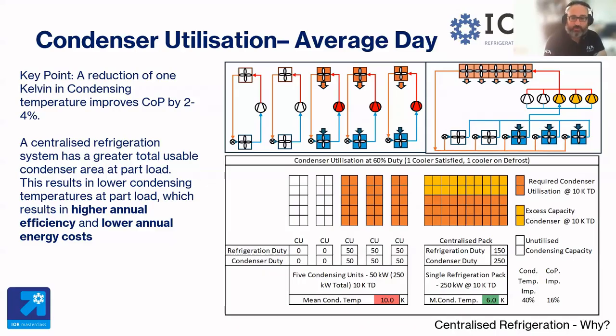But one of the first things to consider with a centralized system, 100% of that total condenser surface area is always available for heat rejection. It matters not if all 5 compressors are running or just one. And what does this mean?